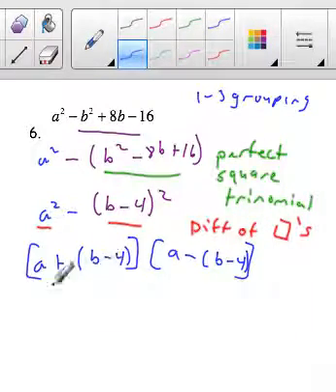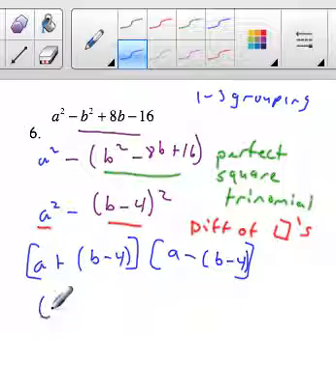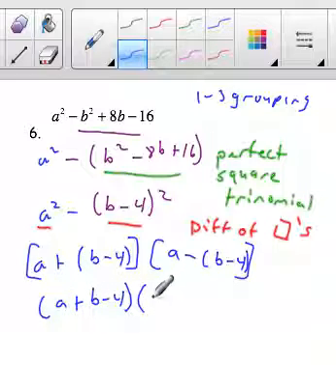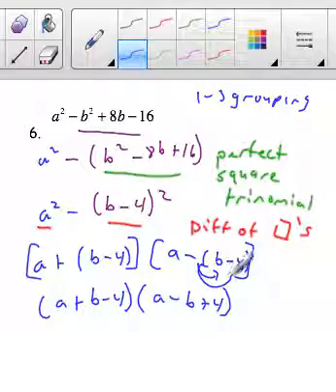And to finish up this problem, we're going to eliminate these parentheses inside the brackets by distributing either plus 1 or negative 1. So I have a plus b minus 4 times the second factor, a minus b plus 4 if I distribute this negative 1 to both terms.